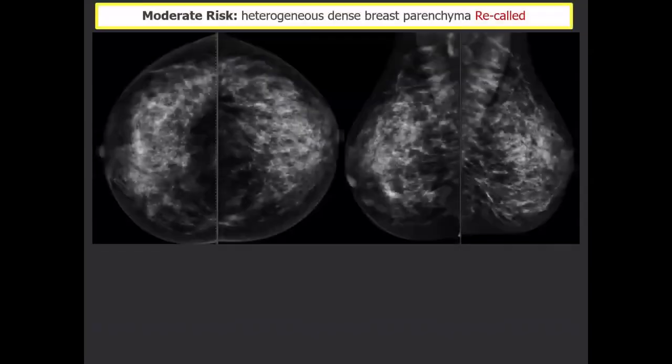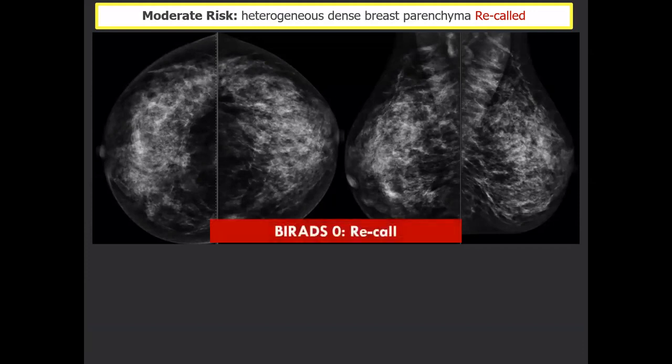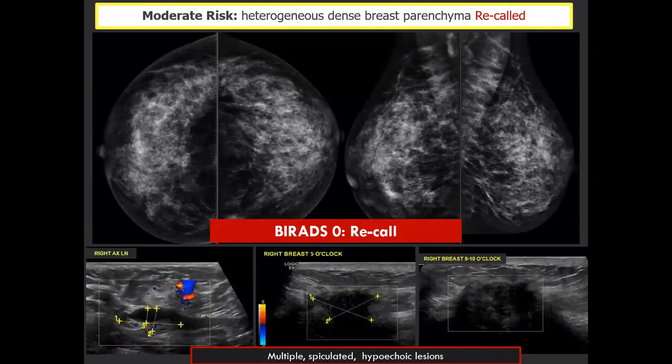This was a case where she had a heterogeneous dense breast parenchyma, and she was recalled because of this heterogeneous dense breast parenchyma. On recall, she was assigned a BI-RADS 0, and I told you she was recalled. And on recall, we performed an ultrasound examination which showed multiple underlying hypoechoic malignant lesions within the right breast.